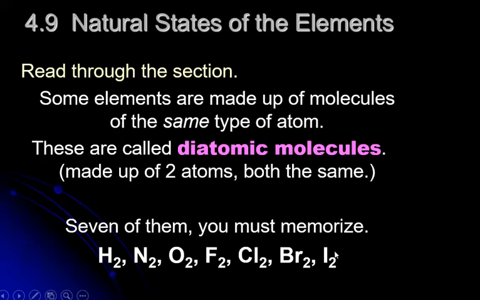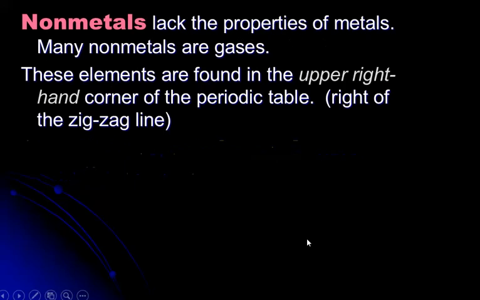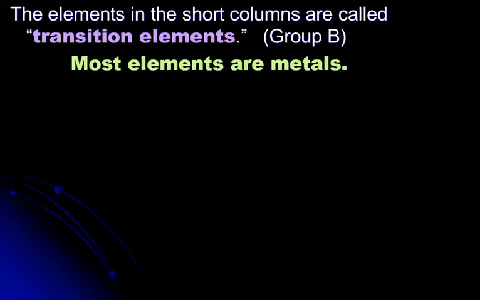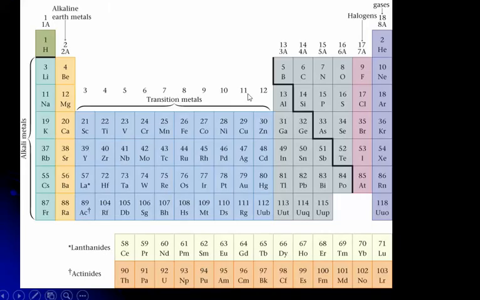H N O F Cl Br I. Another way to memorize them is to go back to your periodic table. I'll show you real quick where they're found, and there's kind of a mnemonic device for this. There are 7 diatomic elements. If you find the 7 on the periodic table right here, nitrogen, and you make a 7, you go over 3 boxes and down 4. That's actually 6 of the 7, N O F Cl Br I.